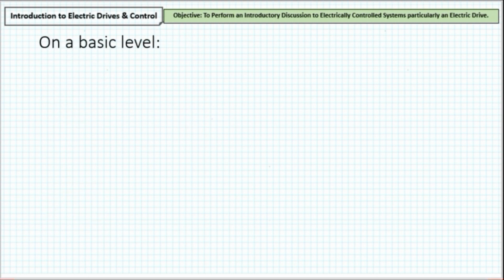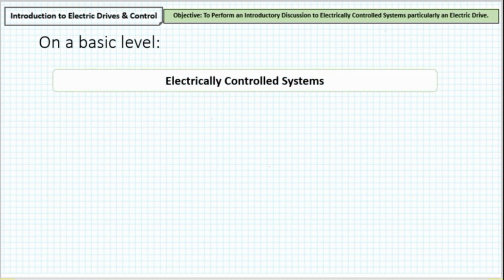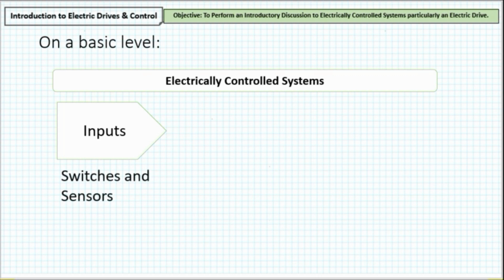So on a basic level, an electrically controlled system can be divided into three parts. Number one is inputs, which can be identified as the switches and sensors. Switches and sensors can be viewed as the inputs of an electrically controlled system. As an analogy, these are the eyes and ears of an electrically controlled system.